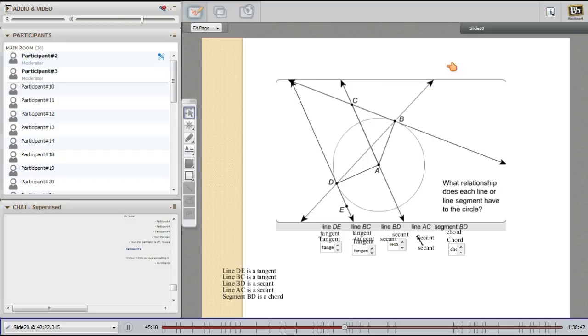Okay? So secants intersect the circle at 1 point. I'm sorry, I just said it wrong again. Oh, tangents intersect the circle at 1 point. Secants intersect the circle at 2 points, and a chord, both its endpoints are on the circle.